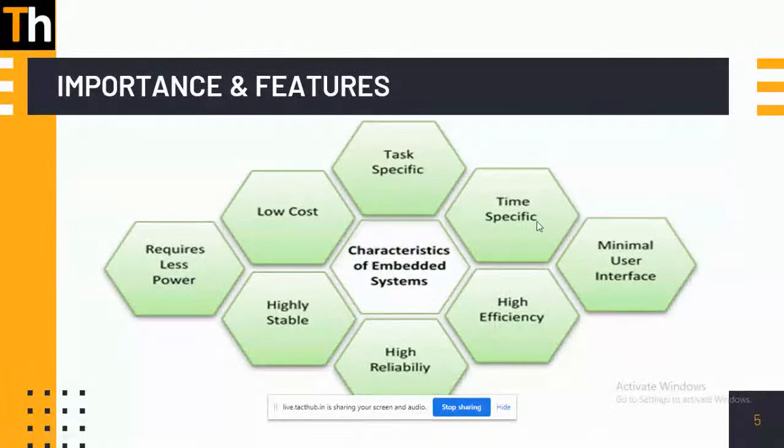It's time specific, which is the most important: a specific time is allocated to a specific task. Minimum user interface, and this holds for any computing device. If so many people are interfacing, the system becomes difficult. So while designing any embedded system, a main factor we have to see is that it takes minimum user interface. High efficiency is very important.